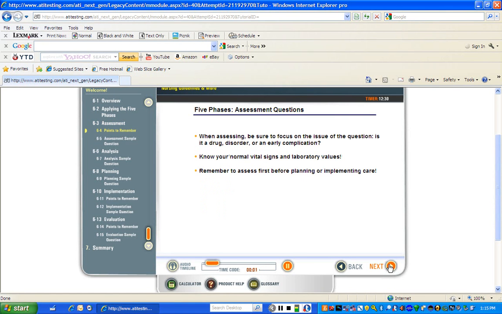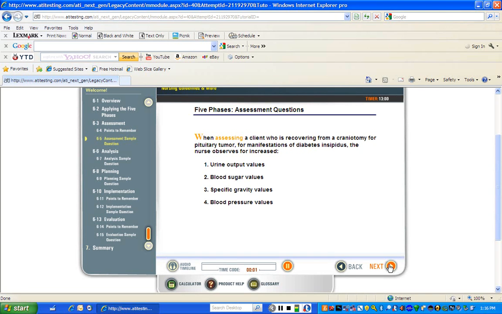Remember, when assessing, be sure to focus on the issue of the question. Is the question asking about a drug, a disorder, or an early manifestation of a complication? Also, in order to make accurate assessments and interpret your findings, you must know your normal vital signs and laboratory values. Let's look at another example of an assessment question.